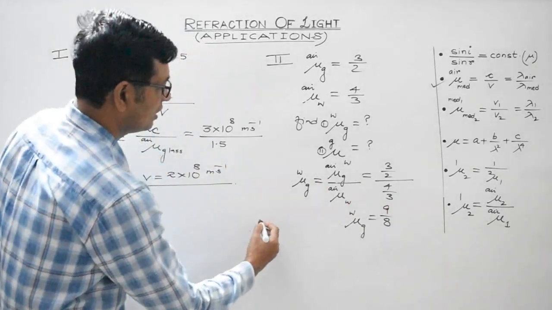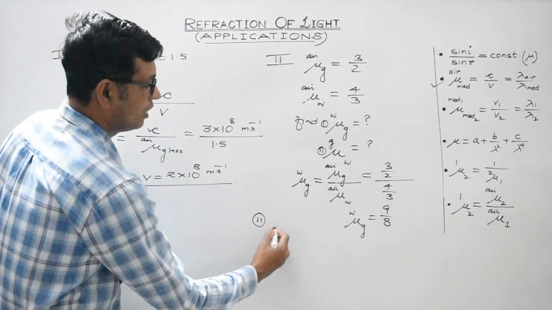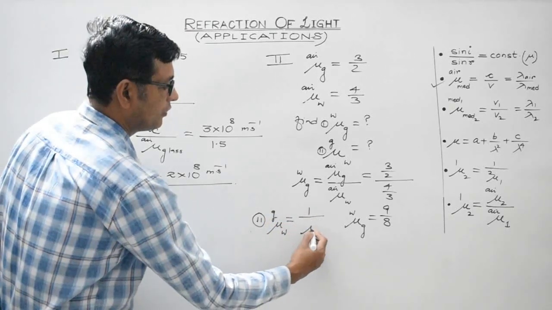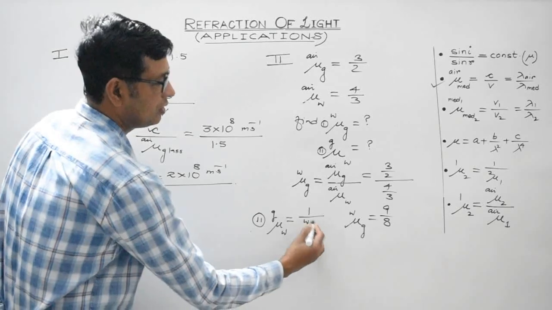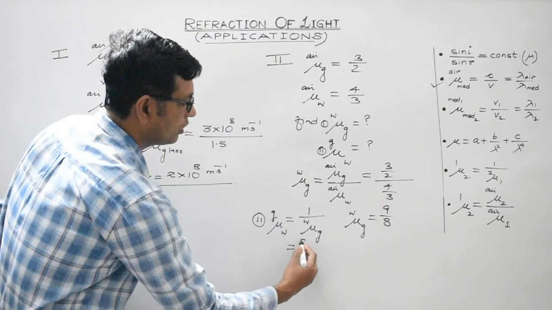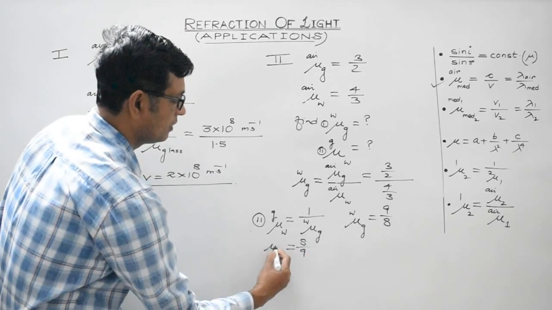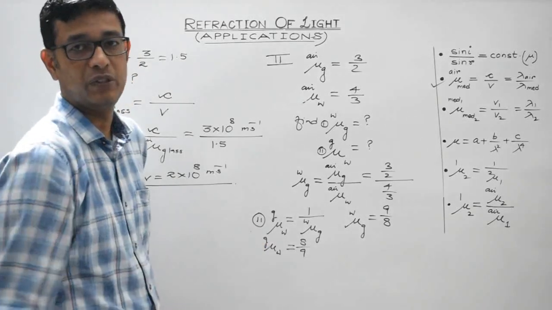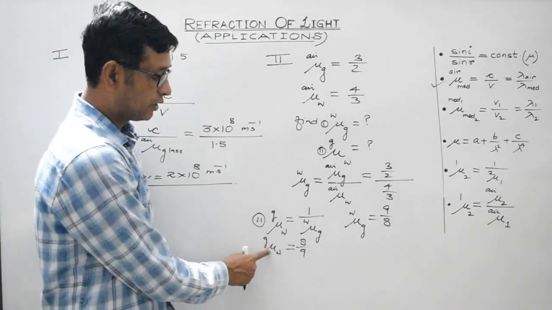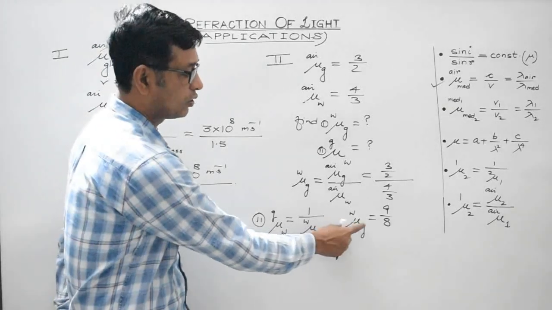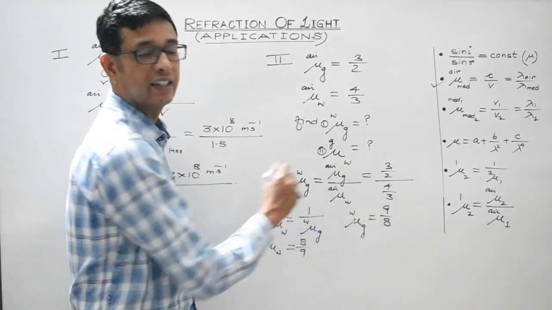Fine. On the other hand, the refractive index of water with respect to glass would be equal to the reciprocal of the refractive index of glass with respect to water, from this particular formula. So what do you get? It will be equal to 8/9. So water is the rarer medium, glass is the denser medium. So the refractive index of rarer with respect to denser is always less than 1. The refractive index of denser with respect to rarer is always greater than 1.